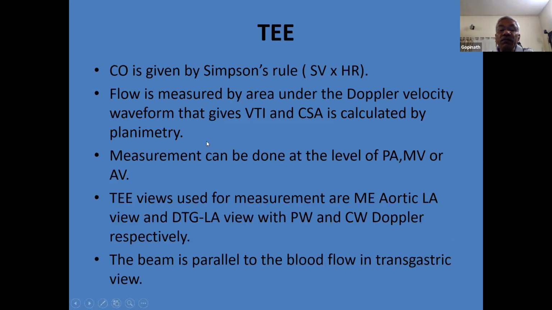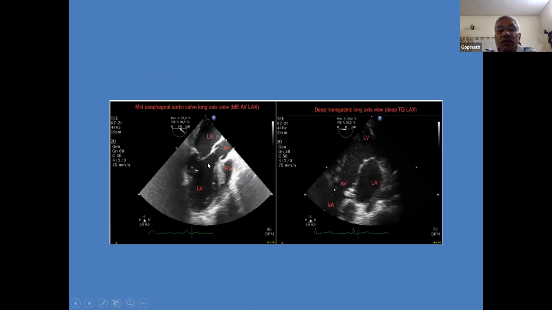So flow is measured, like I said earlier, by the velocity time integral of the Doppler velocity waveform, and the cross-sectional area by planimetry. The best TEE views used for measurement are the mid-esophageal aortic long axis view or the deep transgastric long axis view, with either pulse wave or continuous wave Doppler. The beam is best parallel to the blood flow in the deep transgastric. So these are some of the views.